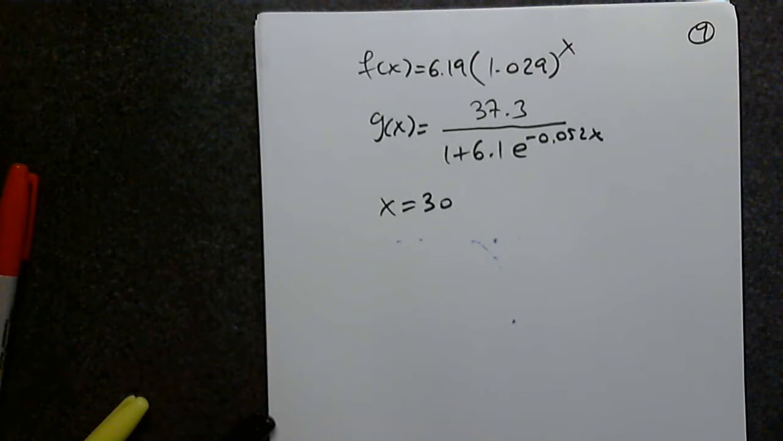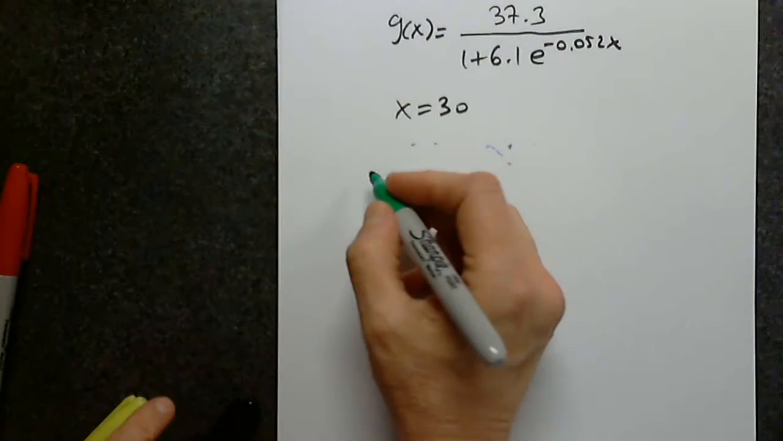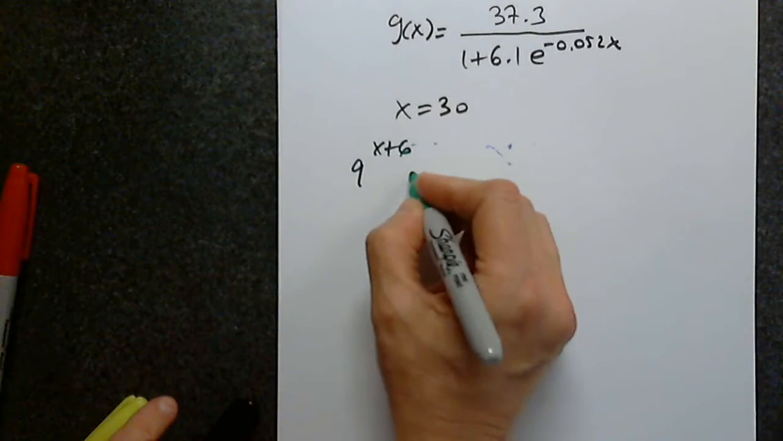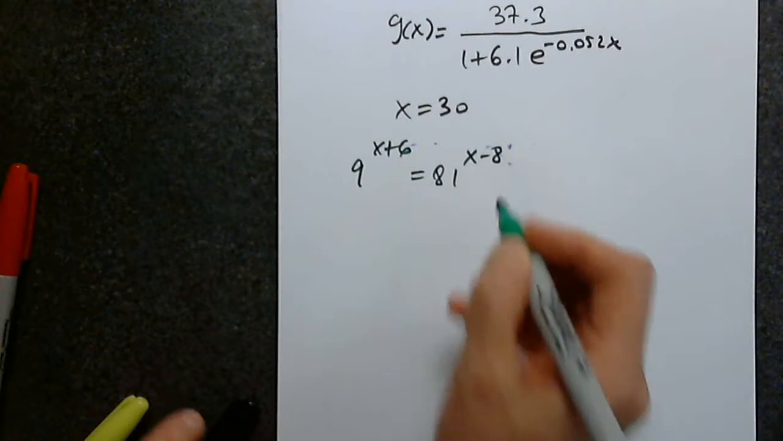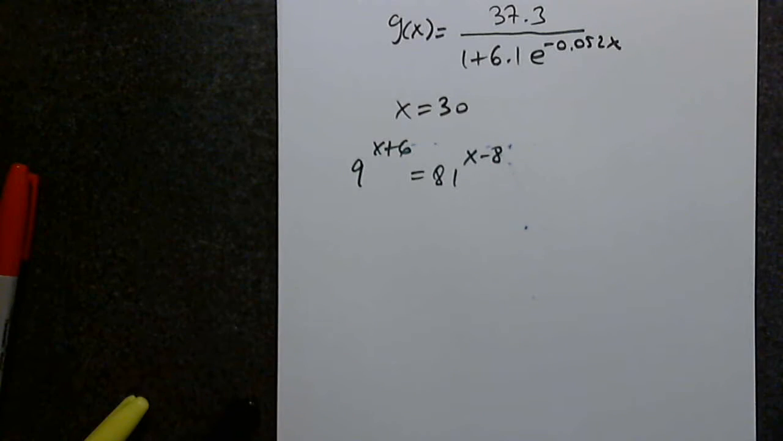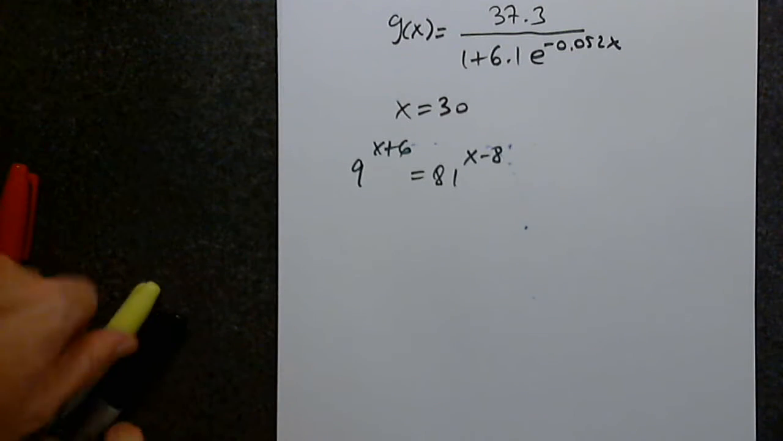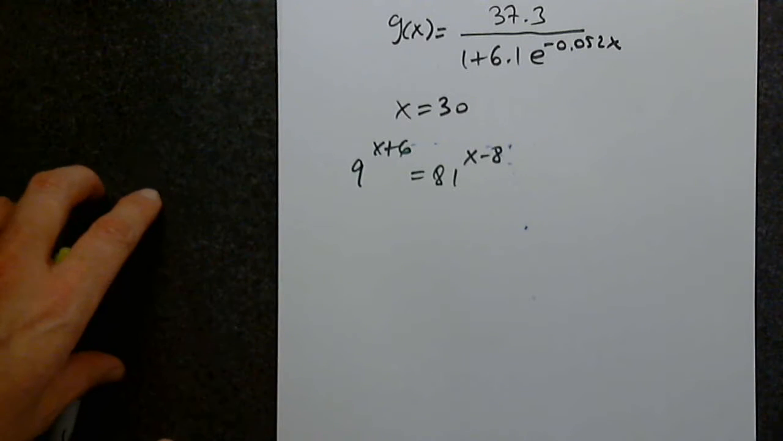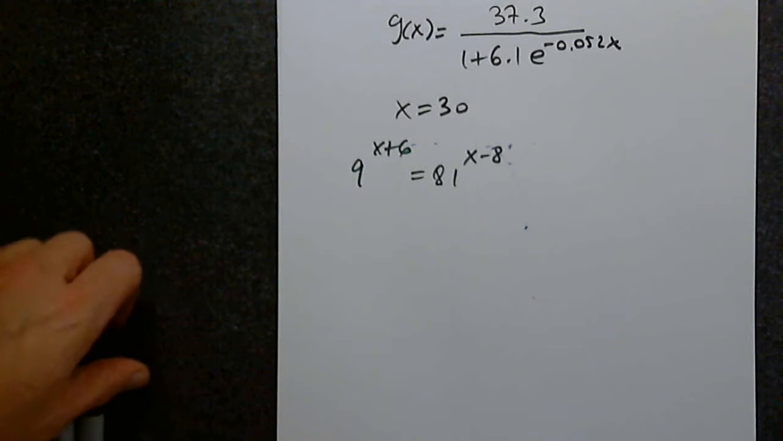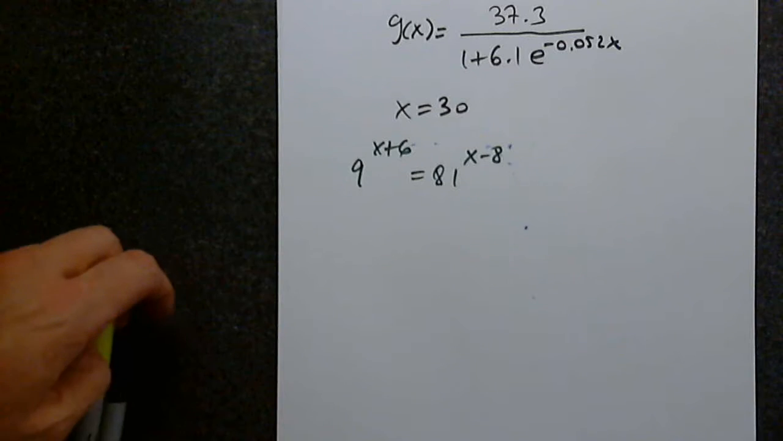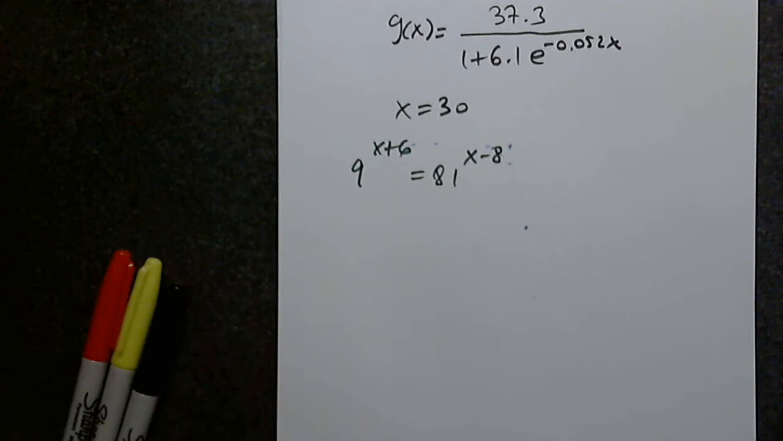So let's look at maybe 11, 12, and 13. So 9 raised to x plus 6 equals 81 raised to x minus 8. It is exponential. The variable is at the exponent level. And I see that both sides can be presented with the same base. Now, I don't like non-prime numbers, but it works this time.